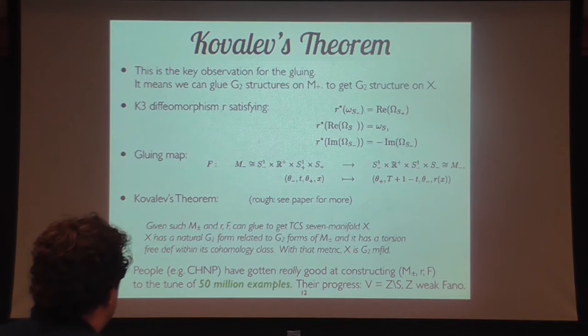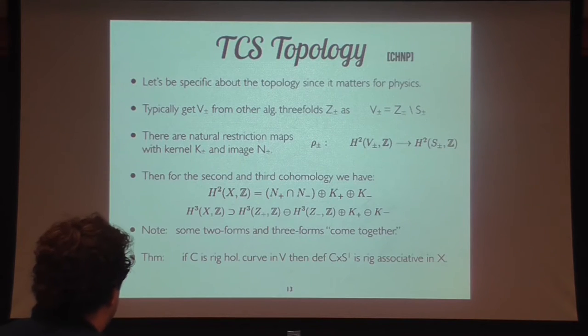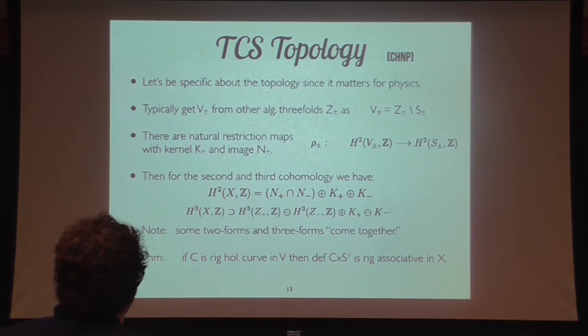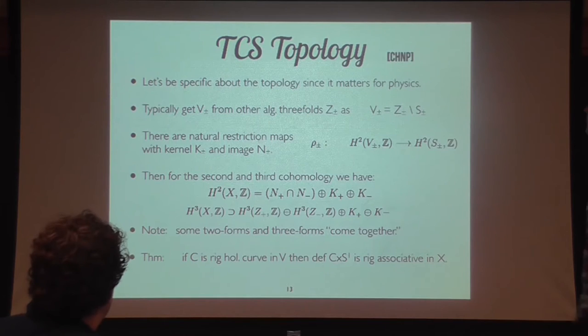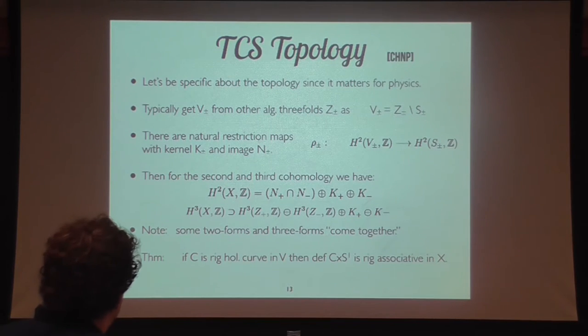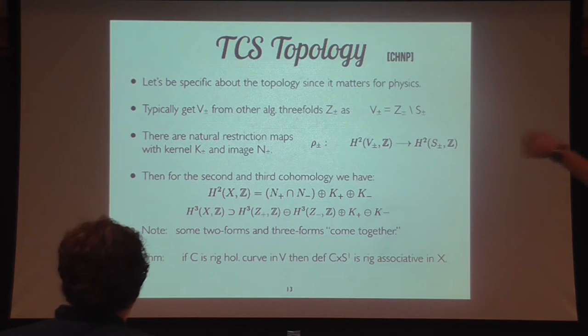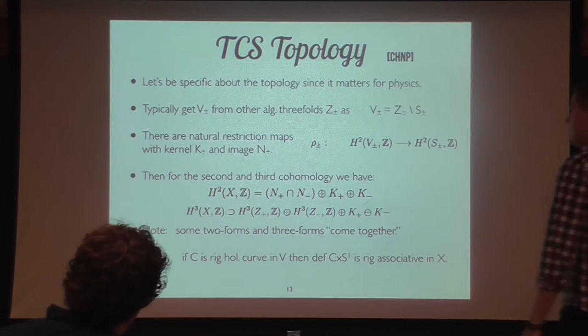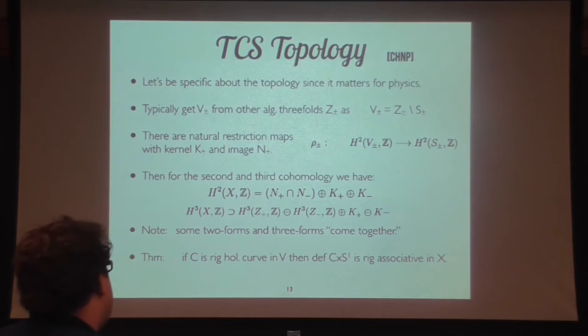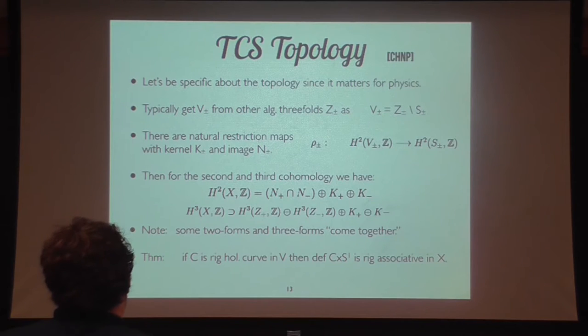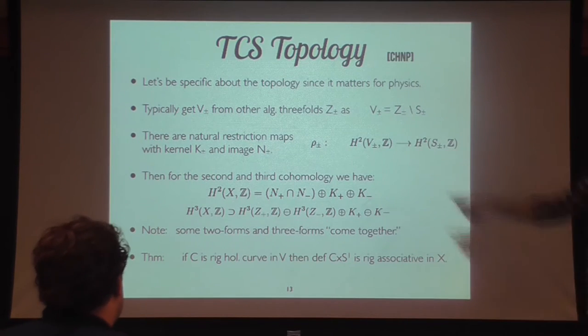So that's this construction, and we're going to use it. So in particular, you are just asking about topology. So the topology really matters for physics. So if we have V plus minus constructed from other algebraic threefolds Z plus minus by cutting out this K3 surface S plus minus, in particular, these Z plus minus are K3 fibrations over a P1. And then you cut out the K3 surface at infinity. And there's natural maps from the second cohomology of V plus minus into S plus minus, and maps have kernels and images. So we're going to call the kernels K plus minus and the images M plus minus.